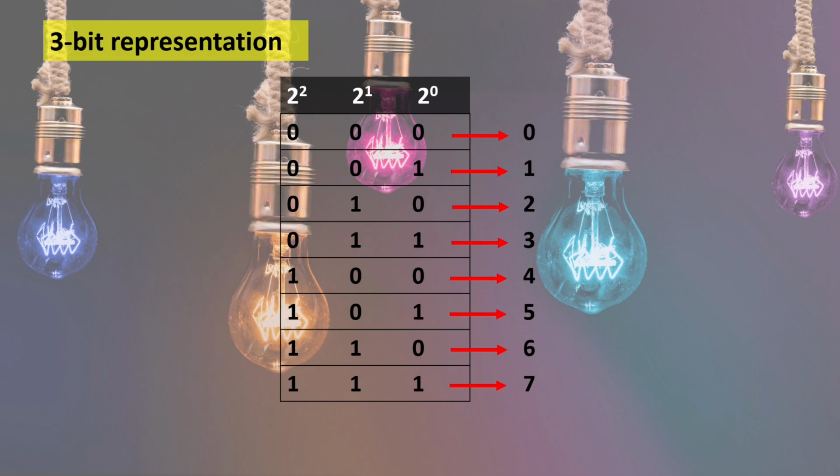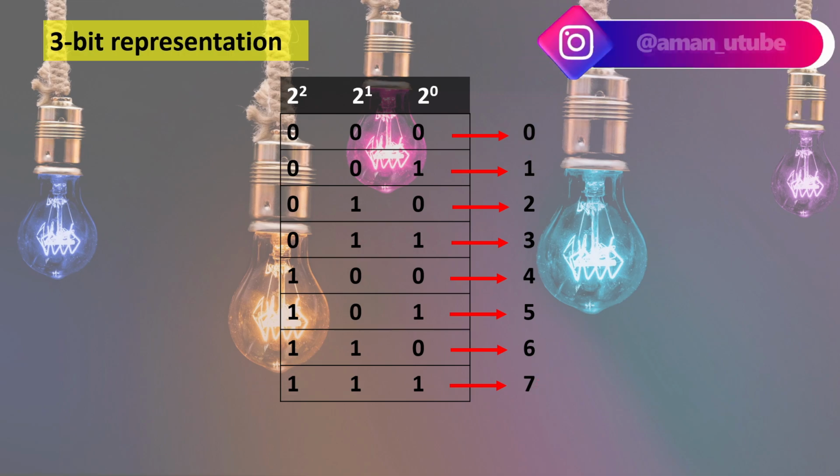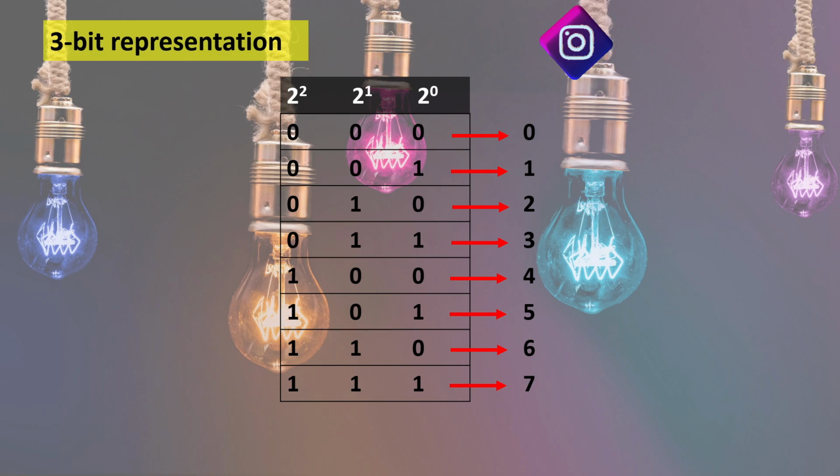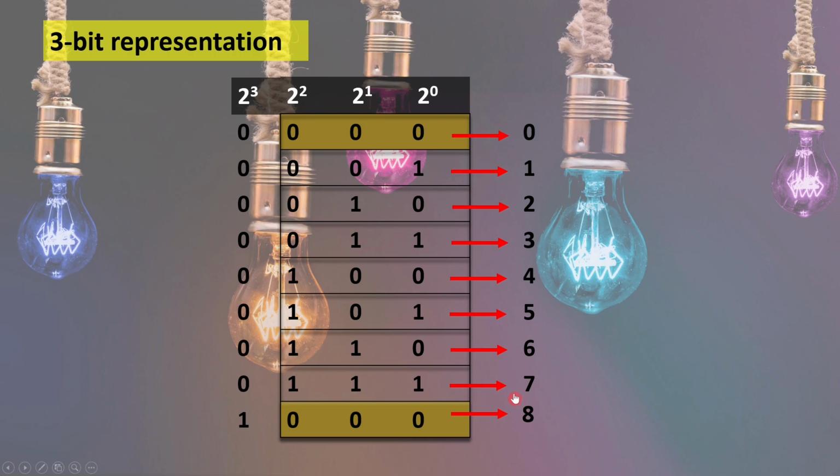In this example, I have taken 3-bit data and written all the possible 3-bit representations: 000, 001, 010, 011, 100, 101, 110, 111. We have the values from 0 to 7 for a 3-bit representation. The minimum value is 0 and the maximum value is 7. And this is the scope of our 3-bit data. Let's see what happens when we try to represent the value 1 greater than 7, which is 8 in this case.